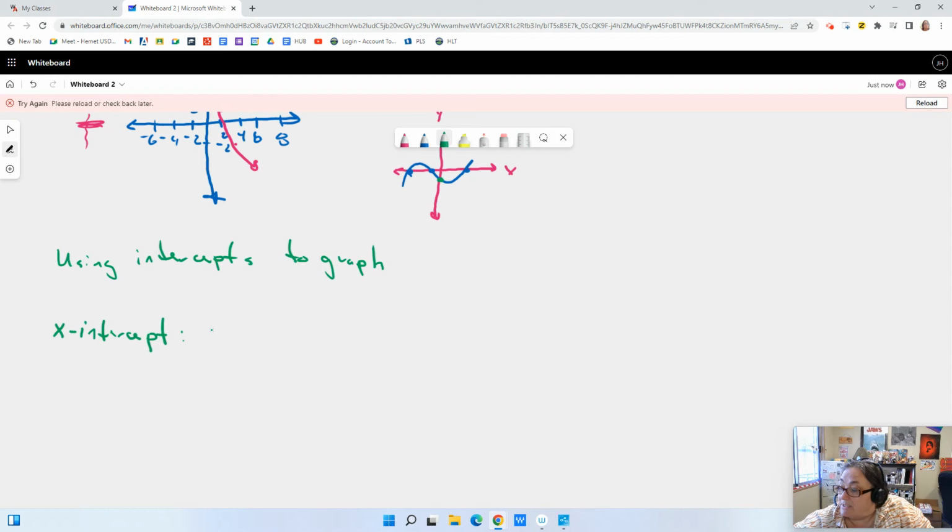To find the x-intercept, we're going to set y equal to 0 and solve for x.